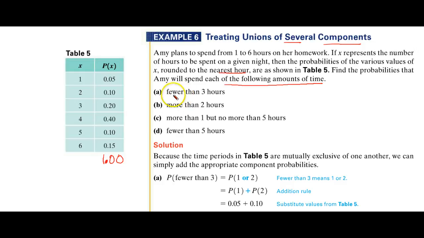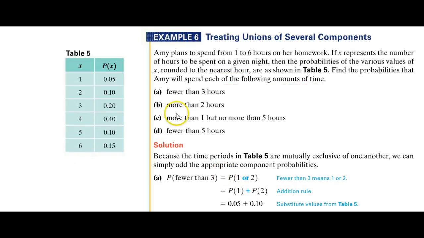So that she will spend fewer than 3 hours. Well, that's going to be 2 and 1, so we add up 1 plus 2, which, as you can see at the bottom, gives us 15%, or 0.15.